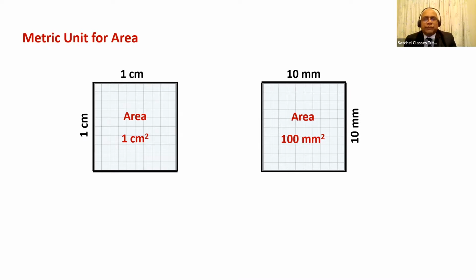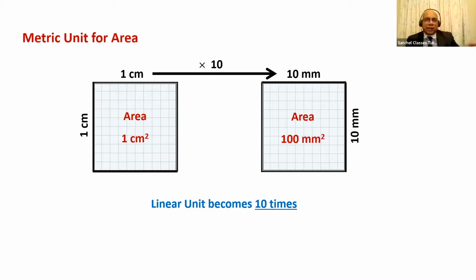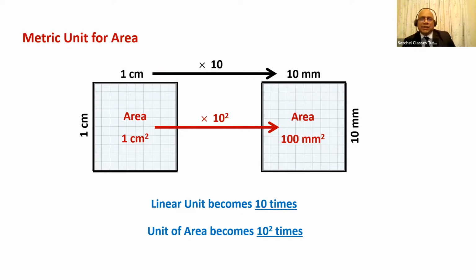So what have you observed here? The minute I convert from centimeter to millimeter, the linear dimension becomes 10 times: 1 centimeter, 10 millimeters. The area actually ends up being 100 times, which is 10 squared, right? 1 centimeter squared actually ended up being 100 millimeters squared. So remember this, okay? Whenever the linear dimension becomes 10 times, the area becomes the square of that, so 10 squared.